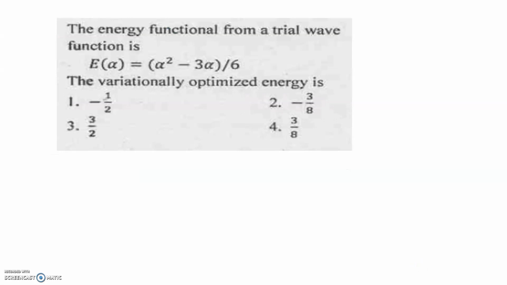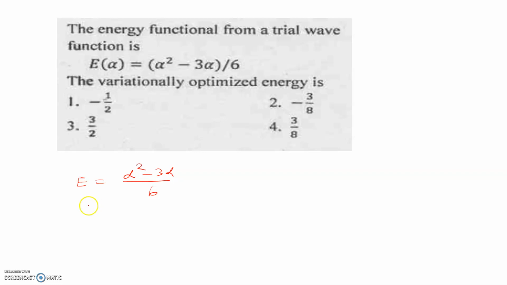Yeah, this is the second question. The energy functional from a trial wave function is E of alpha equal to alpha square minus 3 alpha by 6. The question is the variationally optimized energy is, okay, see, energy is given as alpha square minus 3 alpha by 6. You know very well alpha is nothing but variational parameter. If energy is given in the form of variational parameter, how to get the optimized energy? Optimized energy means the minimum energy possible for the system.